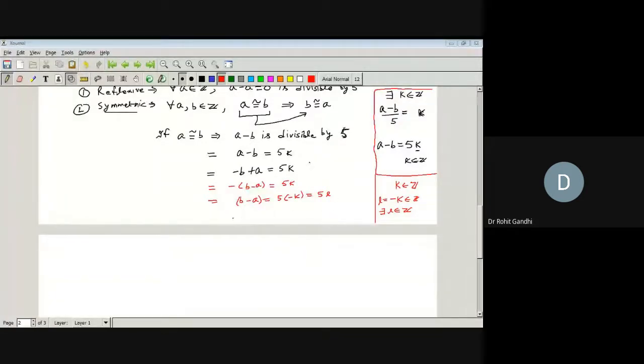So what does it mean? It means b minus a is divisible by 5. Further, it implies that b is in relation with a.